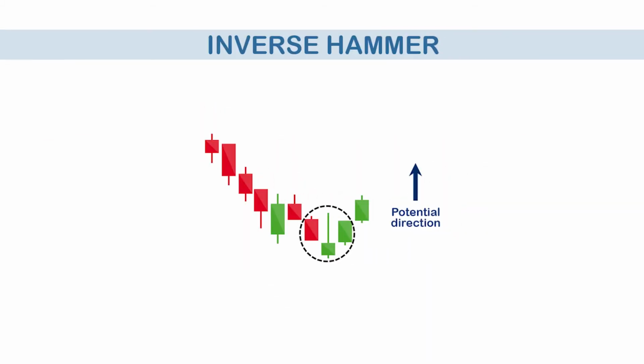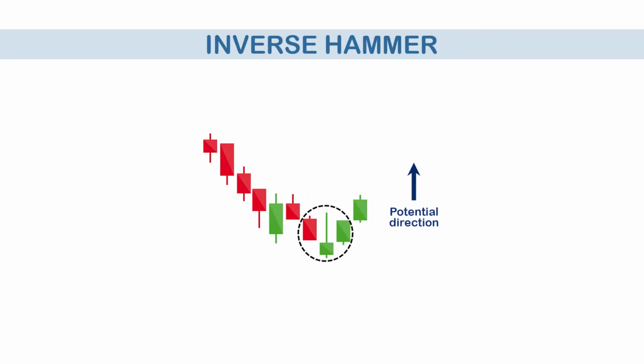Inverse hammer. A similarly bullish pattern is the inverted hammer, the only difference being that the upper wick is long while the lower wick is short. It indicates buying pressure followed by selling pressure that was not strong enough to drive the market price down.